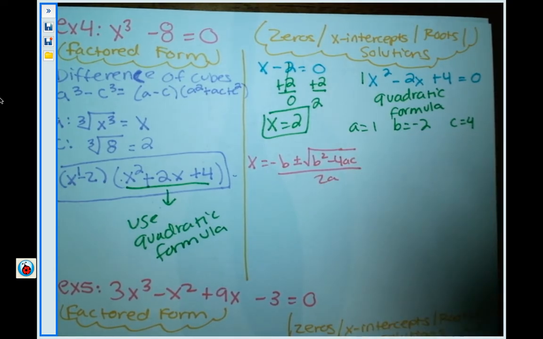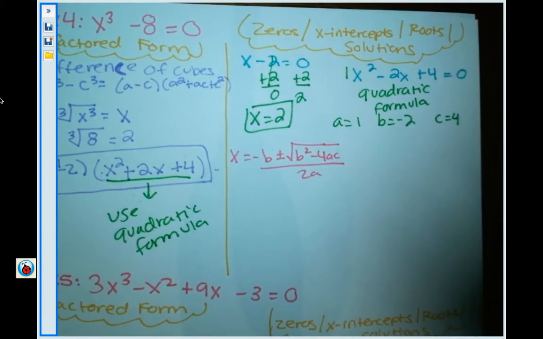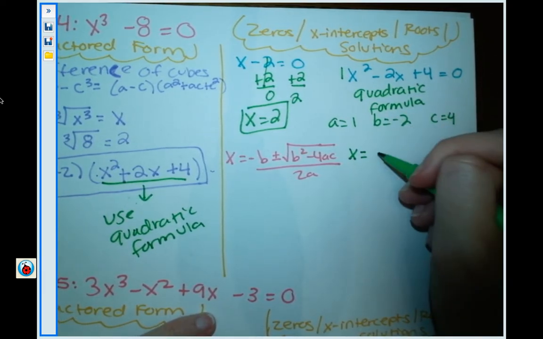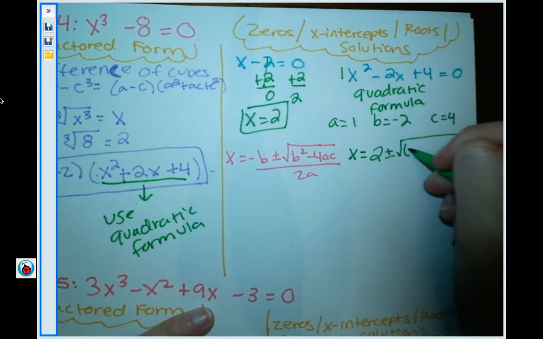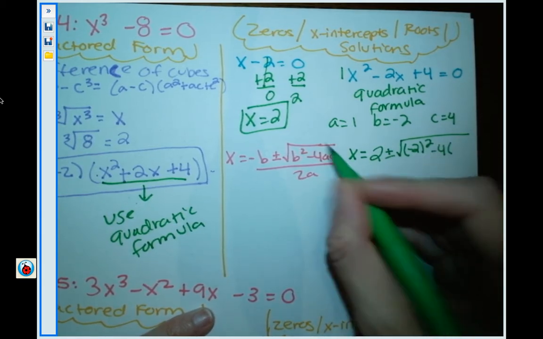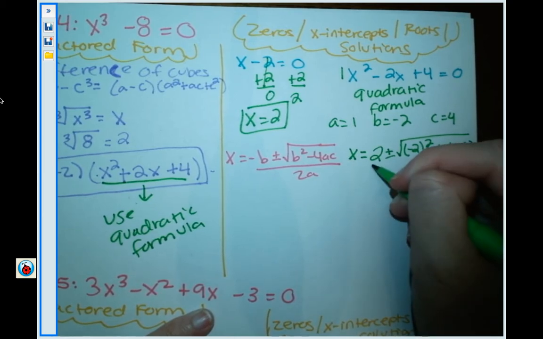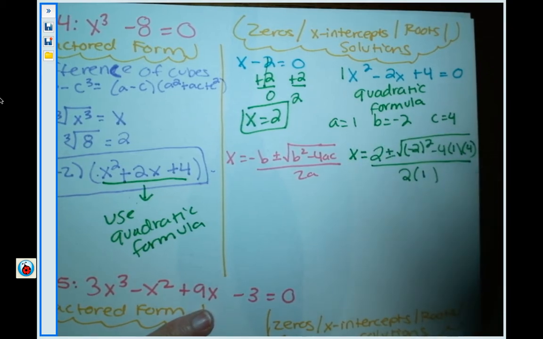Which I know some of you guys are just singing along to the awesome song I taught you. I know you were. But anyway, let's keep going. So x equals the opposite of b. So the opposite of my b is a positive 2 plus or minus the square root of negative 2 squared, my b squared, minus 4 times my a term, which is 1, times my c term, which is 4, and then remember, divide the whole thing by 2 times my a, which is 1.